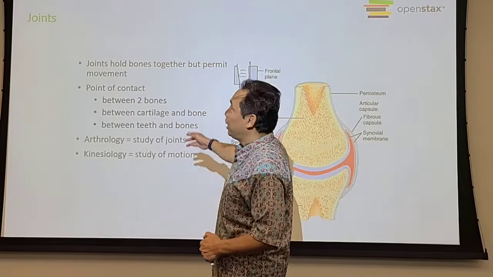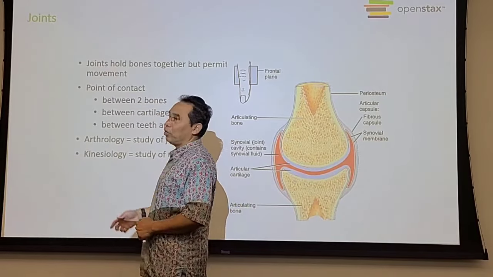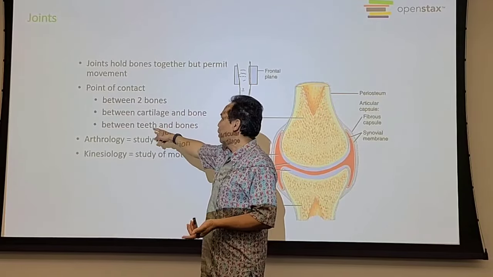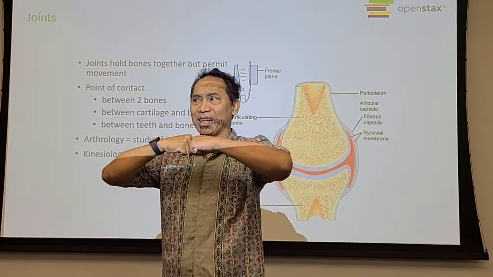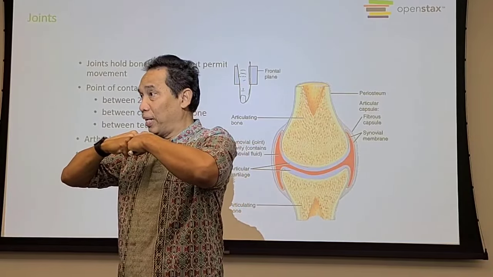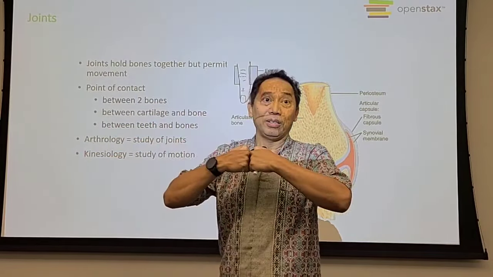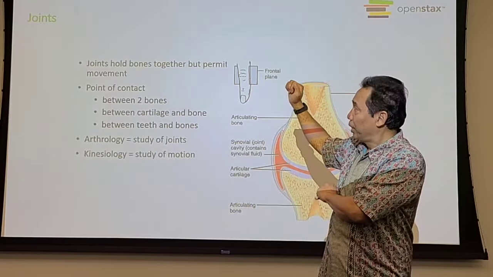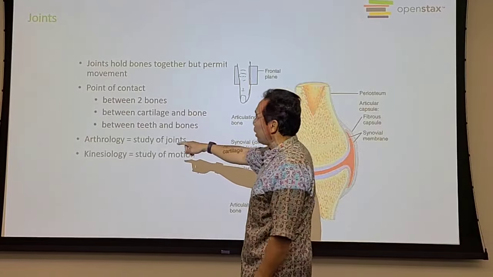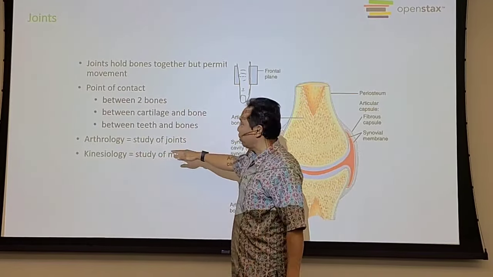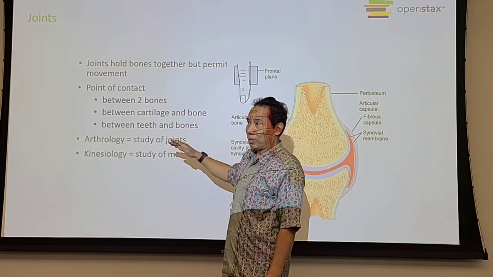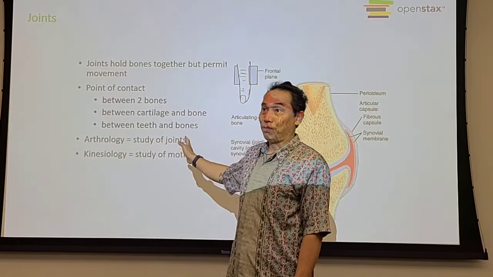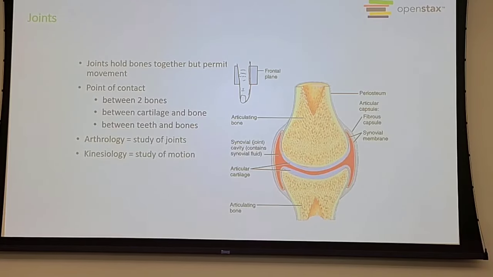What is a joint? It is the point of contact between two bones. Sometimes we also say between cartilage and bone, or between teeth and a bone. Basically, between two hard substances in our body, which are bones or teeth. That's the definition of the joint. The study of joints is called arthrology, and the study of movement is called kinesiology. If you want to be a kinesiologist, like a sports doctor, you have to learn joints and movement.